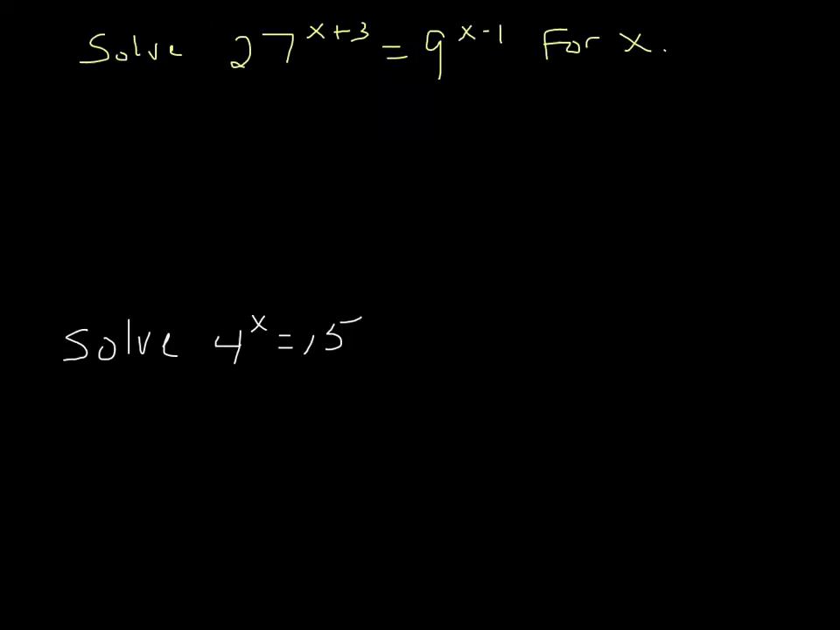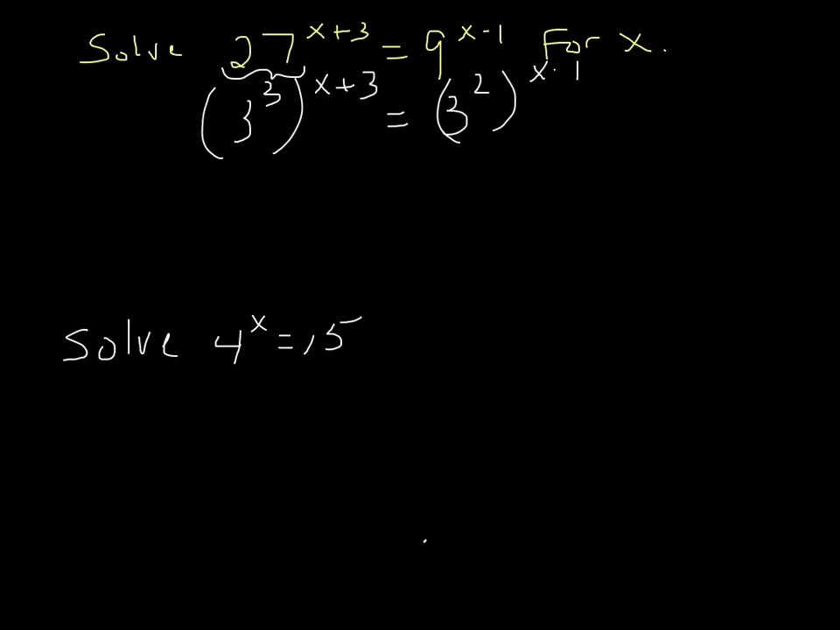Okay. So let's look at this example. We've got 27 raised to the x plus 3 equals 9 to the x minus 1. Well, at first glance, it doesn't appear that they have the same base, but we can change them so that they do. I can write 27 as 3 to the third power. Okay? And that's still being raised to the x plus 3. I can write 9 as 3 squared, and that's still being raised to the x minus 1.